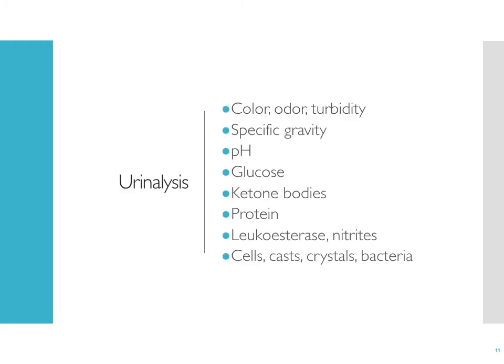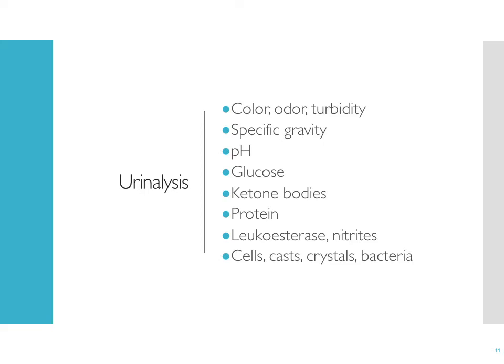When we look at a urinalysis, we want to look at the color of the urine. We want to see if the urine has an odor to it. We also want to look to see turbidity. Turbidity means, does it look opaque? Or is it clear? Does it have things floating in it? Those are things that we want to look at initially before we send it down.